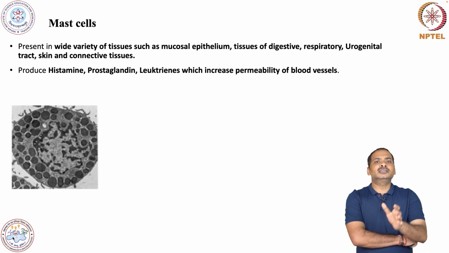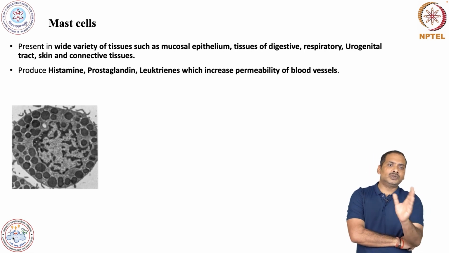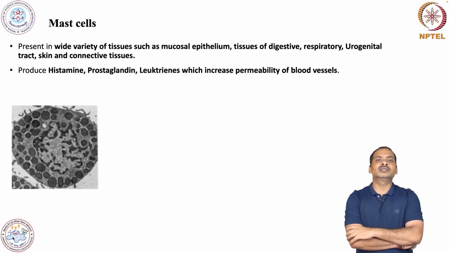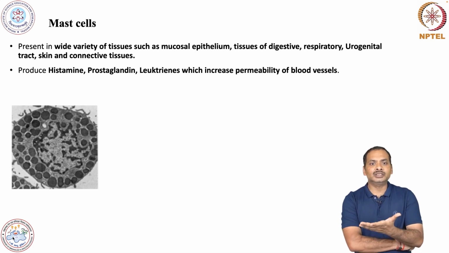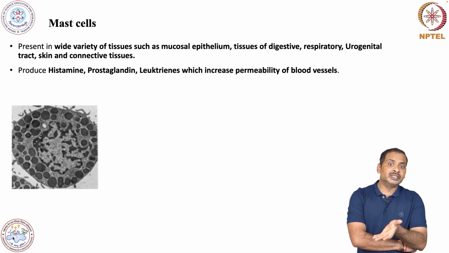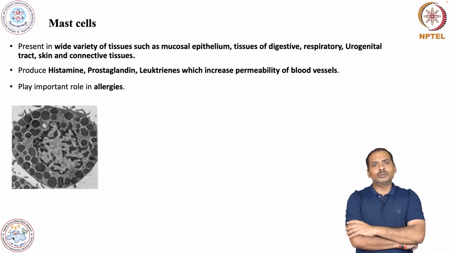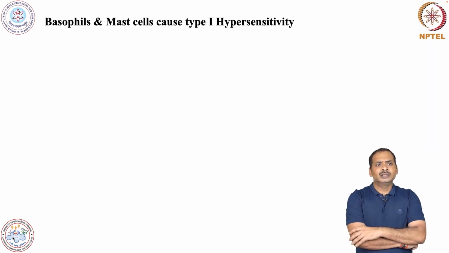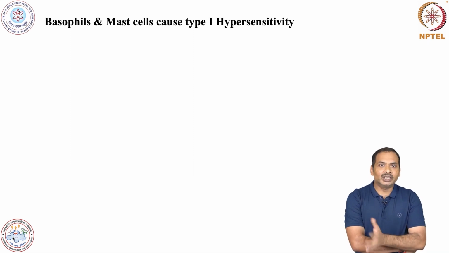They also produce prostaglandins and leukotrienes. Prostaglandins and leukotrienes are lipid mediators which cause inflammation, and they also increase the permeability of blood vessels. Mast cells play a very important role in allergy. Mast cells and basophils cause type 1 hypersensitivity. And what is type 1 hypersensitivity?